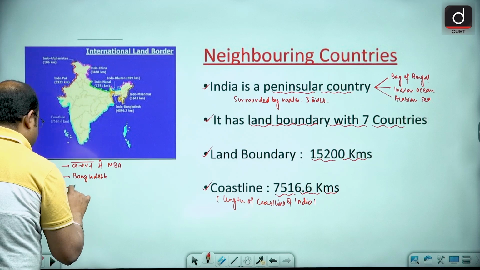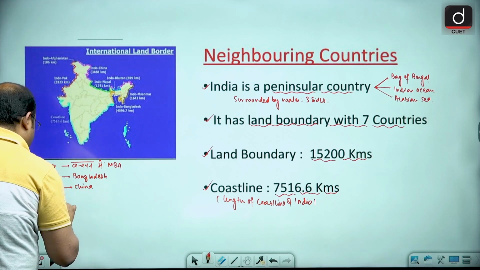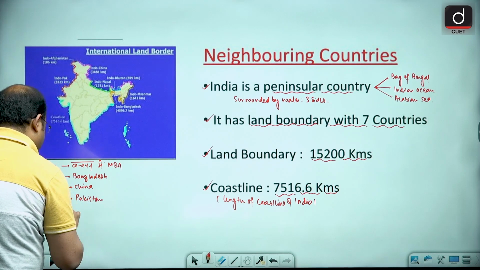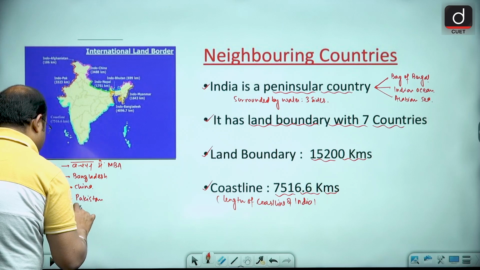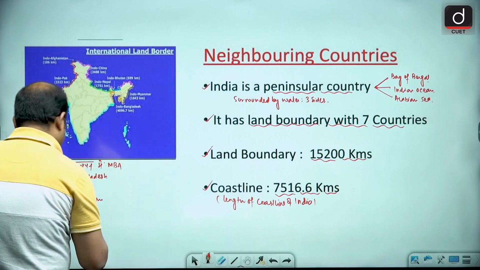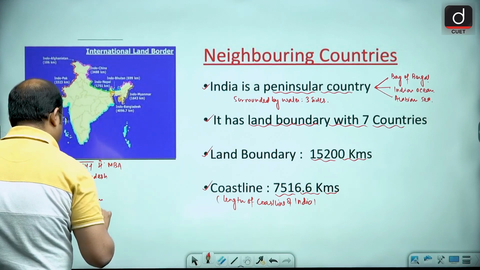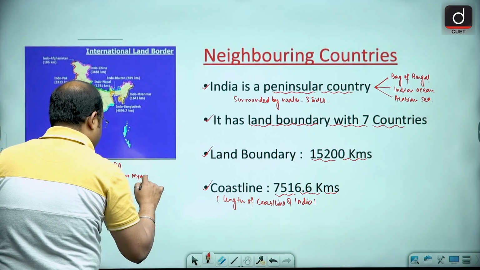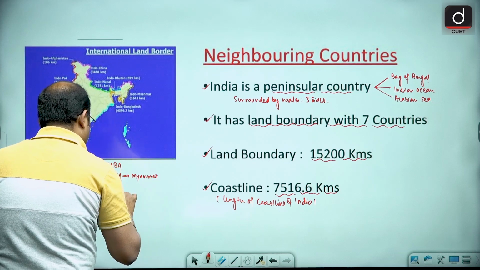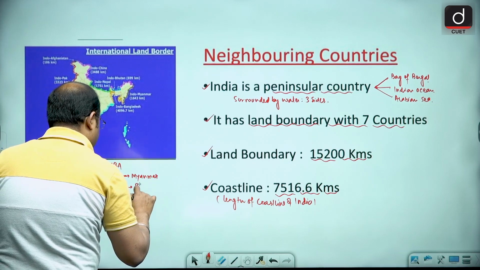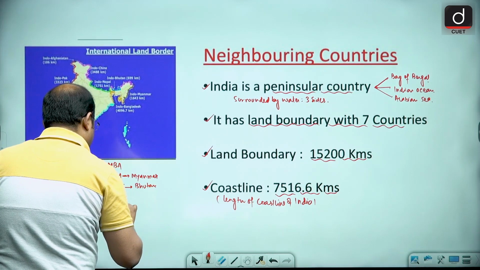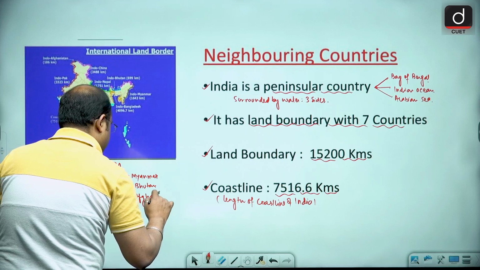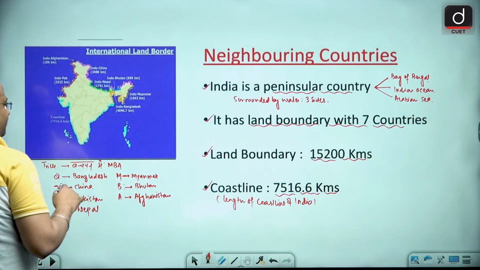Ch means China. P means Pakistan. N means Nepal. Then we have M, Myanmar. B, Bhutan. And A, Afghanistan. So this is called Bachpan Mein MBA.